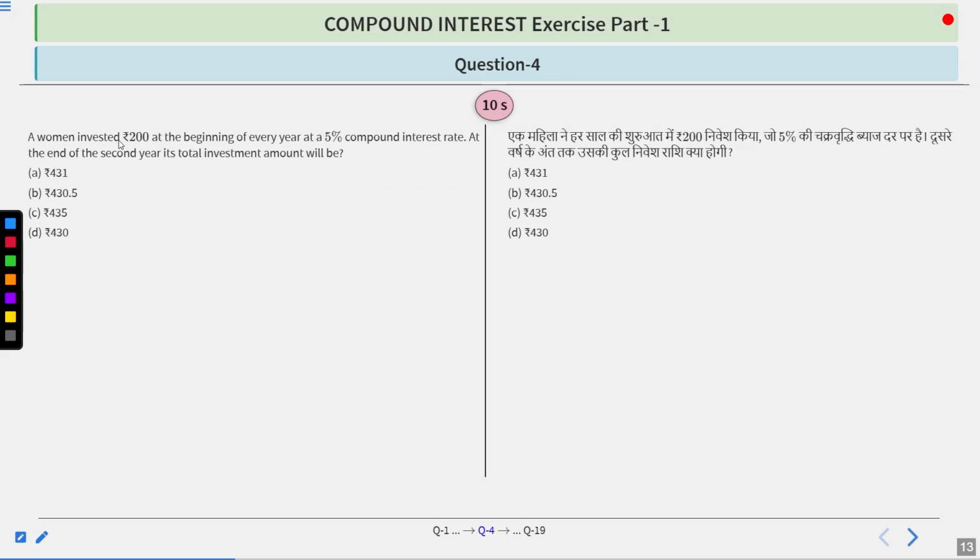Then next is a woman invested rupees 200 at the beginning of every year at a 5% compound interest rate. At the end of the second year, its total investment amount will be. And options are option A, rupees 431, option B, rupees 430.5, option C, rupees 435, and option D, rupees 430. These are the options.